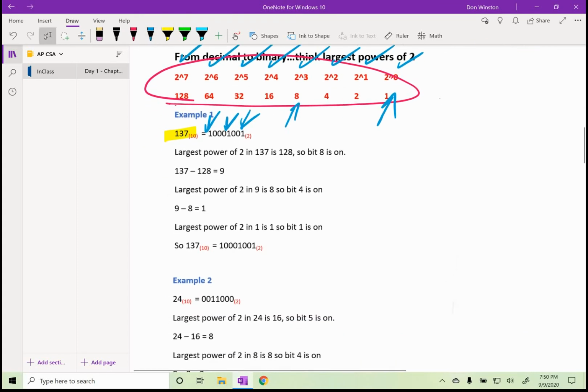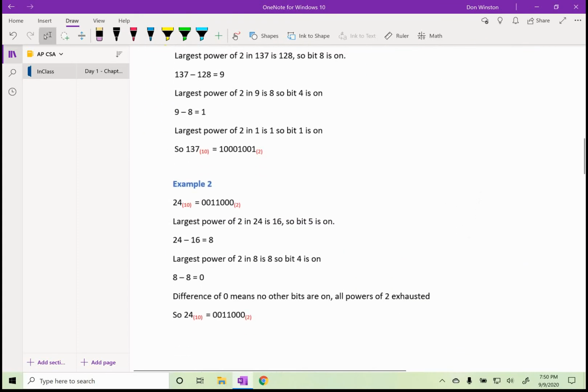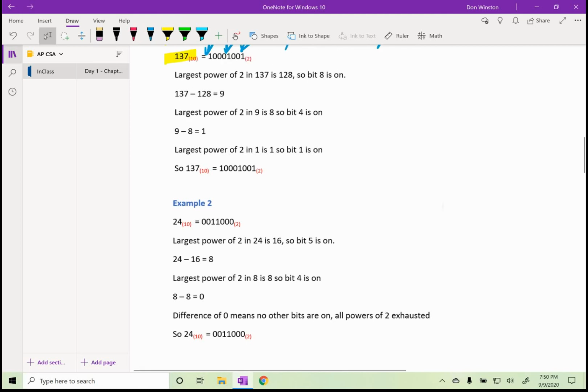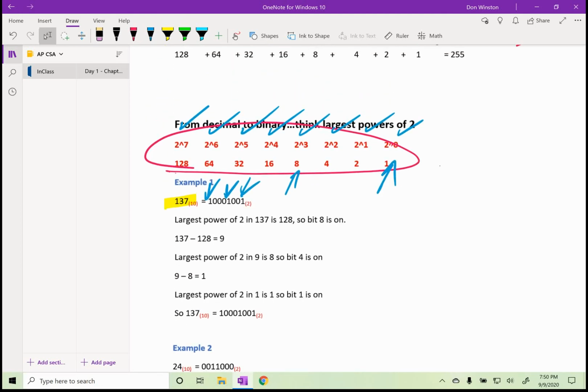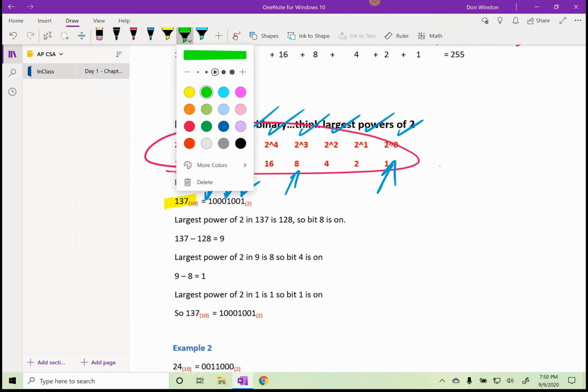Okay, here's another example. 24 base 10. What is that base 2? The largest power of 2 in 24 is 16. So bit 5 is on. Okay, bit 5 is on. That bit there.